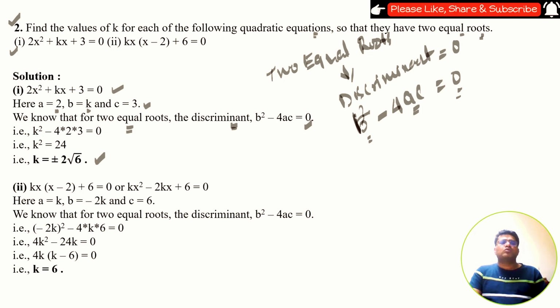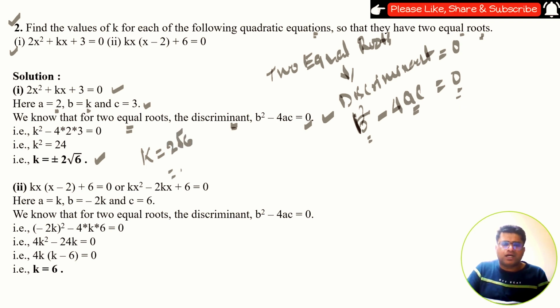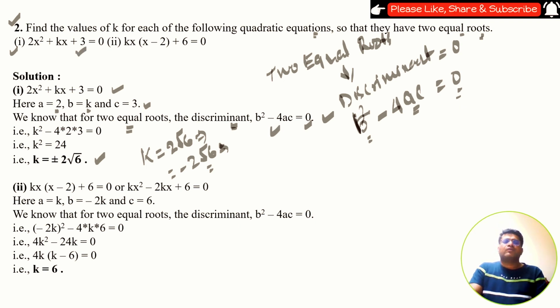k is equal to plus minus 2 root 6. For this condition, k must be either plus 2 root 6 or minus 2 root 6. How many values does k have? Two values. The first one is 2 root 6 and the second one is minus 2 root 6. Except these two values, it is not possible. It means for these two values of k, the given equation will have two equal roots.